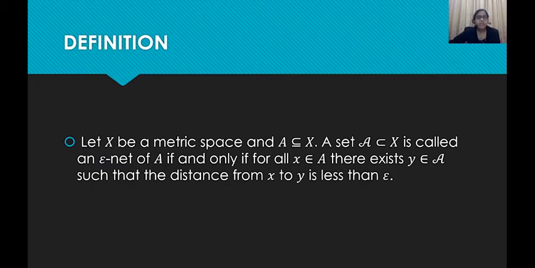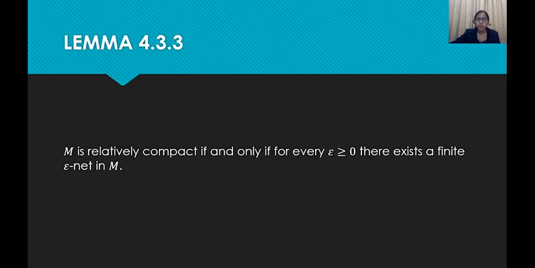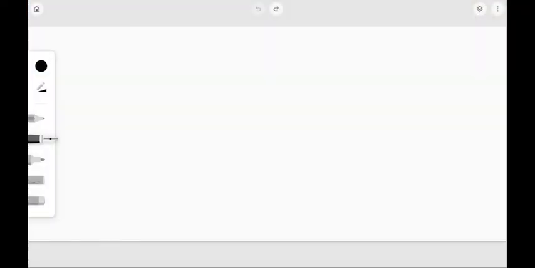Now we shall do a lemma, Lemma 4.3.3. It is an if and only if condition that states that M is relatively compact if and only if for every epsilon greater than 0 there exists a finite epsilon net in M. So by introducing the definition of epsilon net, we are able to derive an if and only if condition for a space to be relatively compact. Let's move on to the proof of this lemma.